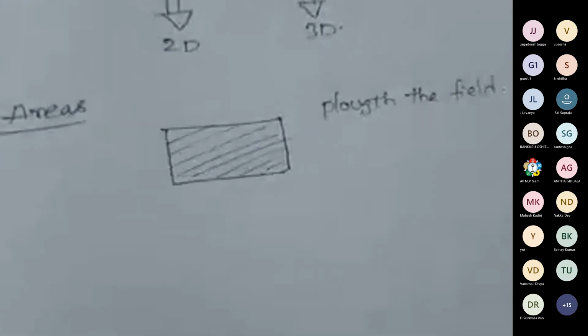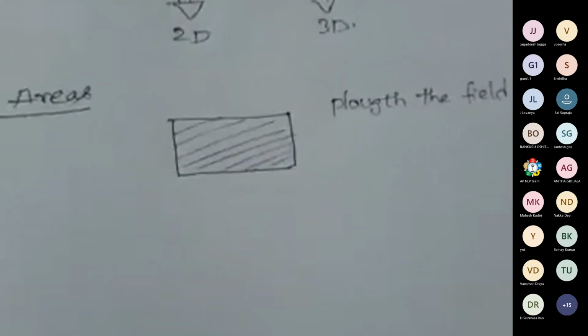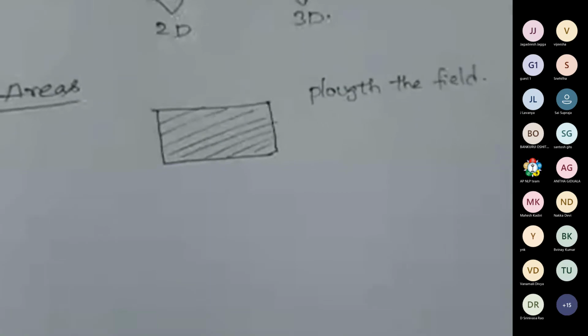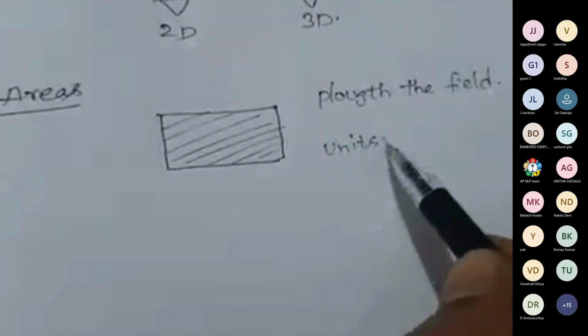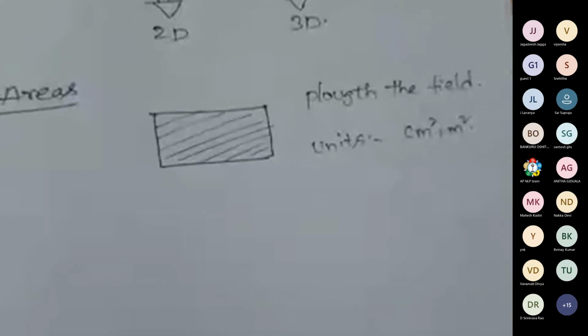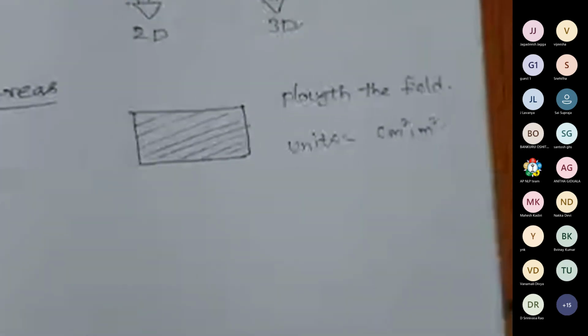అంటే పొలాన్ని దున్నుట అనేది ఏరియా, రైట్? Suppose, what is the units for area, sir? Units for area is centimeter square or meter square. Centimeter square or meter square. These are the units for area.